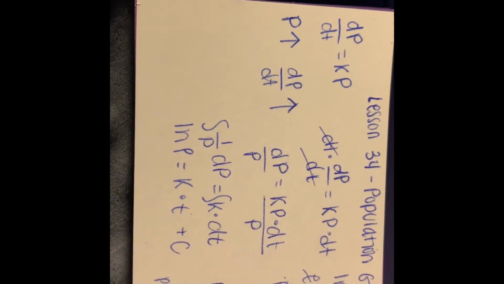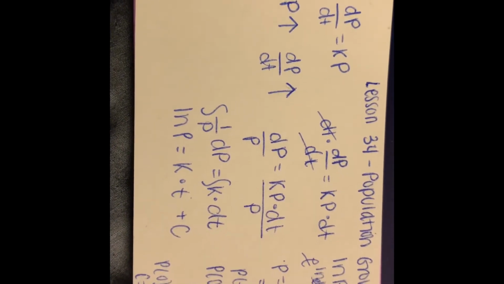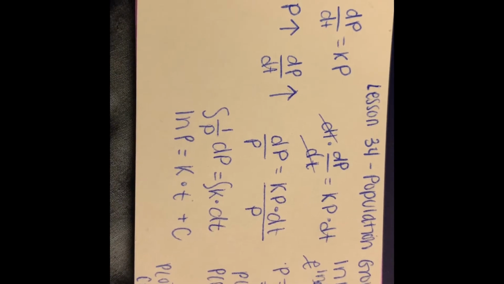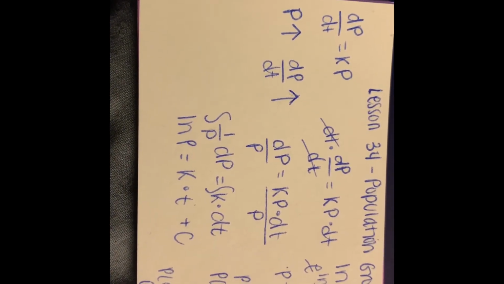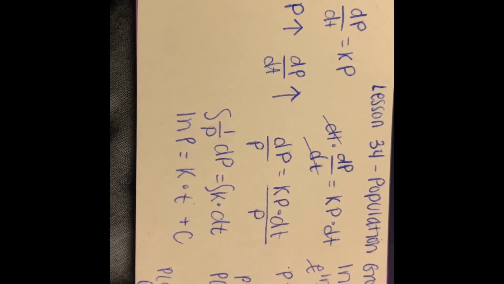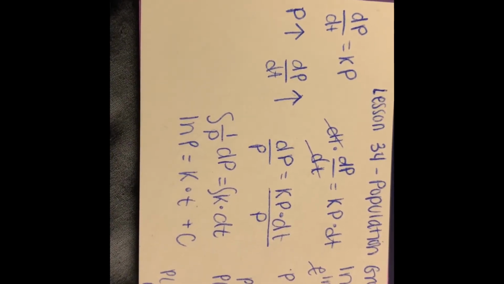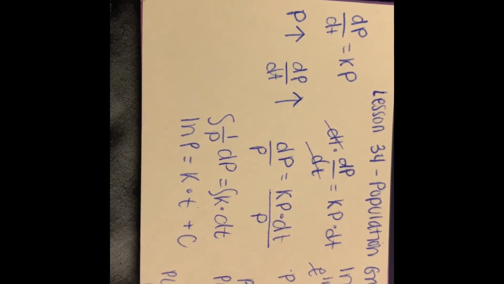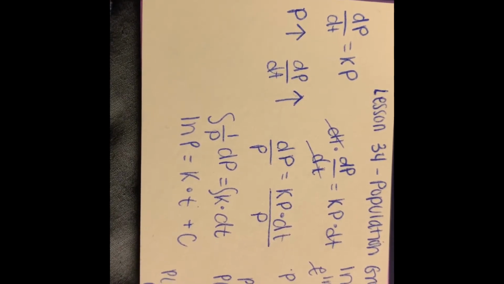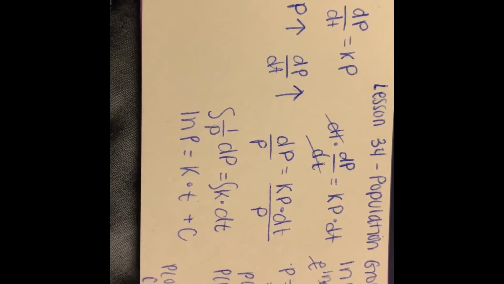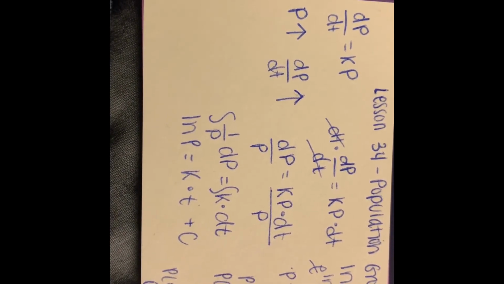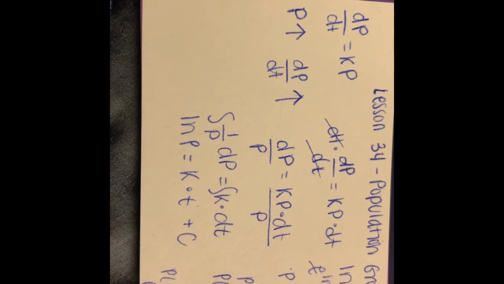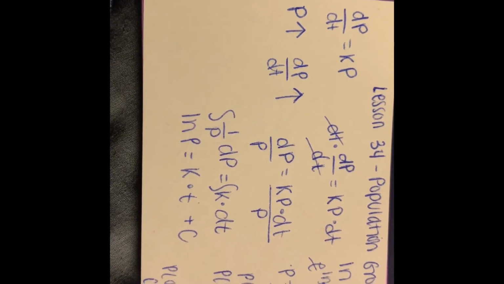Now we need to get P by itself still. So on the far right, I started out with putting the equation on top of e, so e raised to ln P, and we must do it to the other side so that e is raised to kt plus C. The e's will cancel out on the left side, and it leaves us with P equals e raised to the kt plus C.